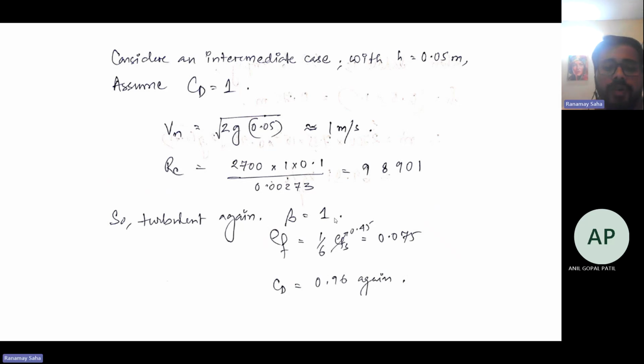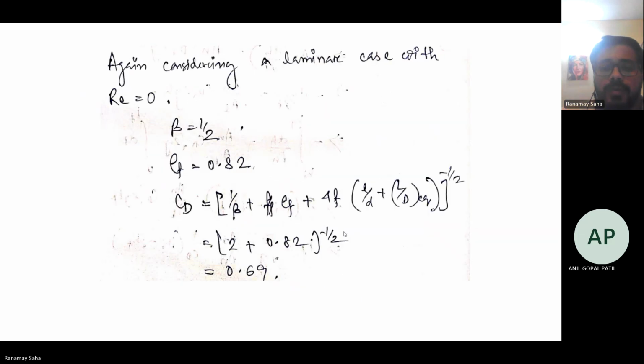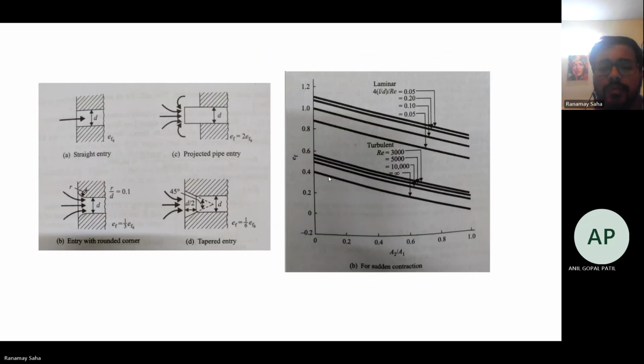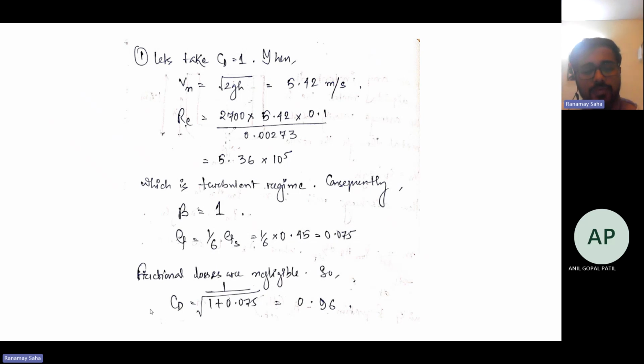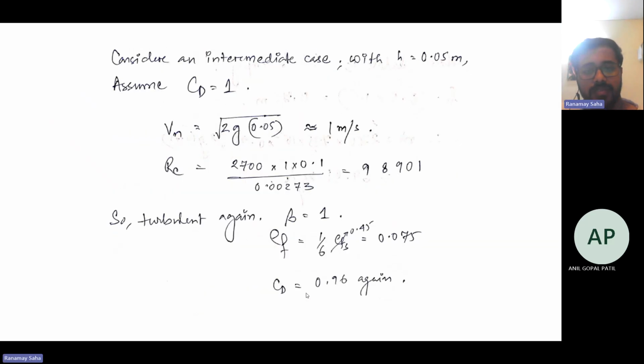So you take beta equal to 1 and find EF, 1.6 of EFS, which is 0.5. I've seen that from the graph earlier. So we've seen it for the turbulent regime, where it is greater than 10,000, and the ratio of nozzle to ladle area is very small, close to zero. We find that the EF value comes out somewhere around 0.45. This follows here again, 0.075 is the EF value. So the CD calculated using the same process for the turbulent regime is coming around 0.96, right?